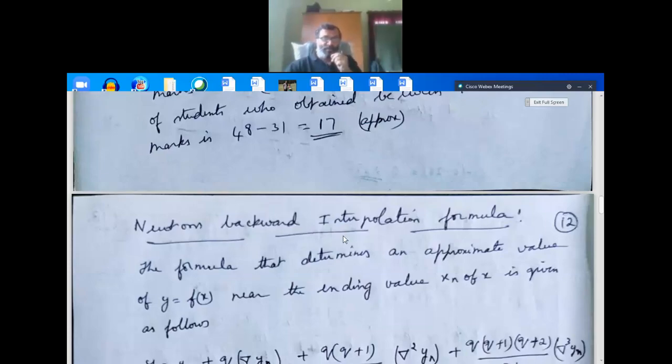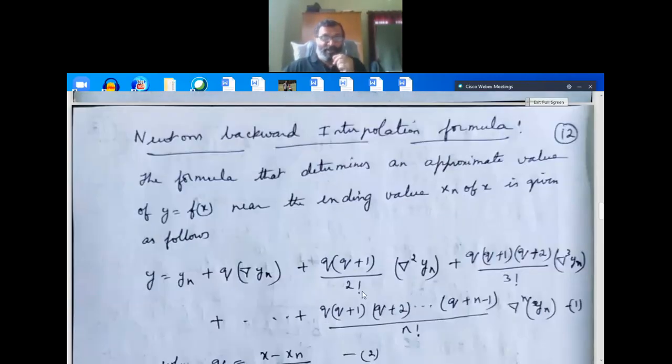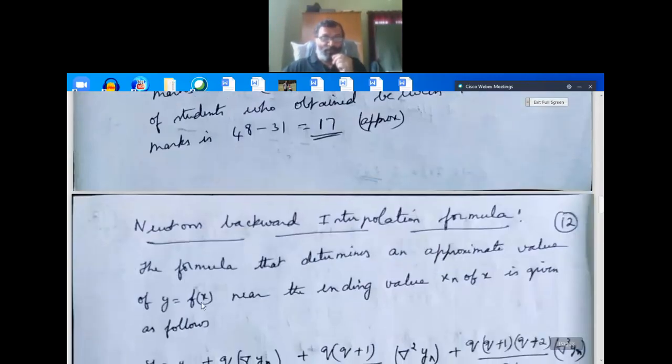Now, Newton's backward interpolation formula. Forward you have seen, backward is just the opposite. There is a change in the formula. In Newton's forward interpolation formula, we are taking the topmost values, the first entries. In Newton's backward interpolation formula, we are taking the lowest values. The formula that determines an approximate value of y equal to f of x near the ending value xn. The forward interpolation formula takes the values near the starting, that is, near x naught.